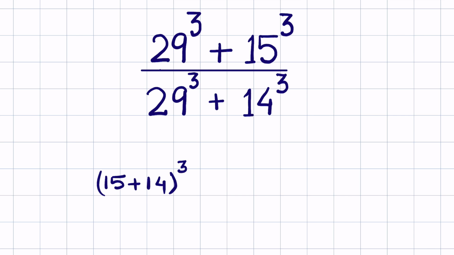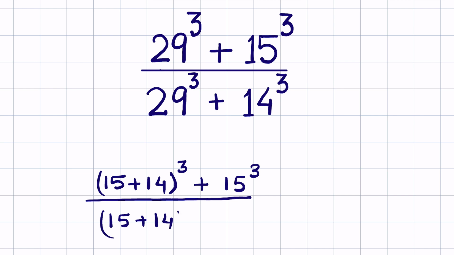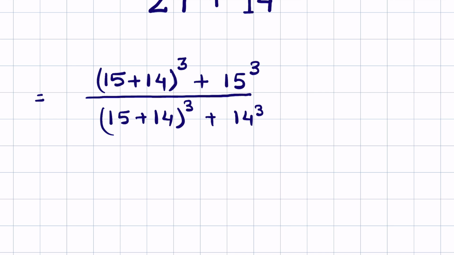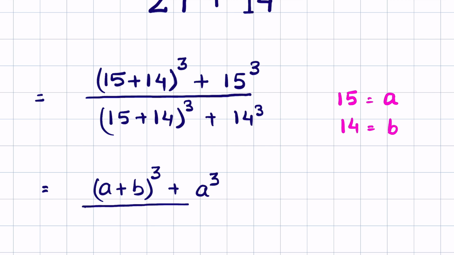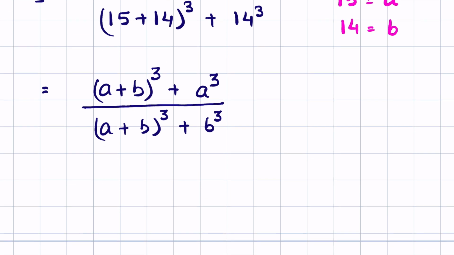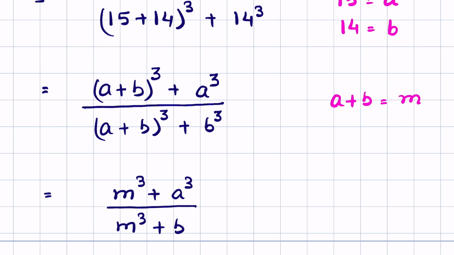29 cube as (15 plus 14) whole cube plus 15 cube, and in the denominator also (15 plus 14) whole cube plus 14 cube. Now let's consider 15 as A and 14 as B. Then we have (A plus B) whole cube plus A cube upon (A plus B) whole cube plus B cube. Again, let's consider A plus B as M. Then we can write it as M cube plus A cube upon M cube plus B cube.